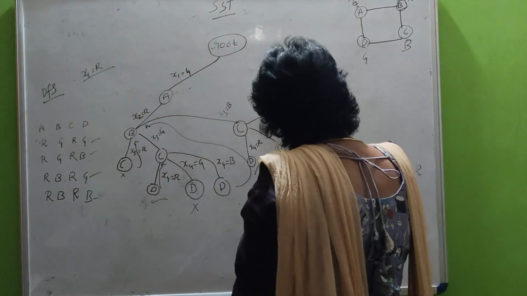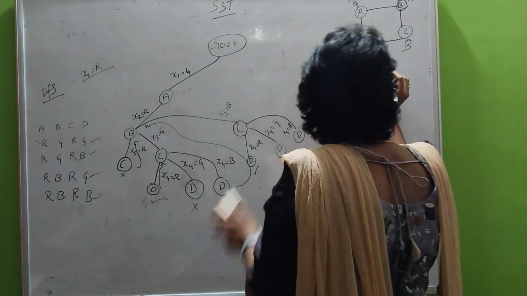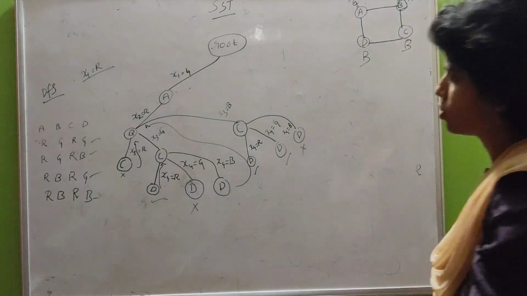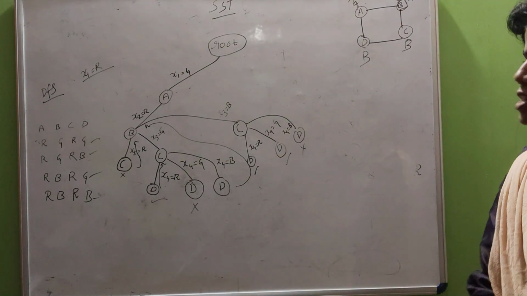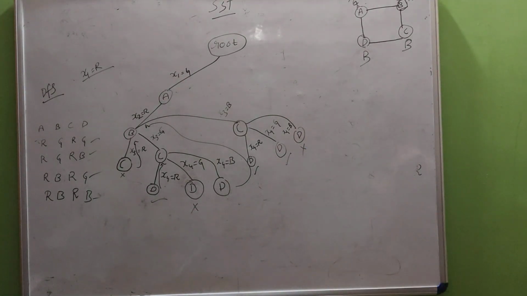Suppose x4 is equal to blue. If it is blue, then two adjacent nodes are getting the same color, so we can't accept the solution. I hope you are understanding. If not, you can refer to my notes for cross checking how you are getting that.